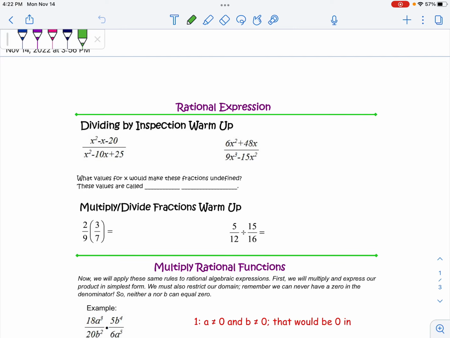Guys, in this video I'll be going over the rational expressions notes. To get started, we have a divide by inspection warm-up. Remember, for dividing by inspection, the first thing that we want to do is factor the numerator and denominator of our fraction.